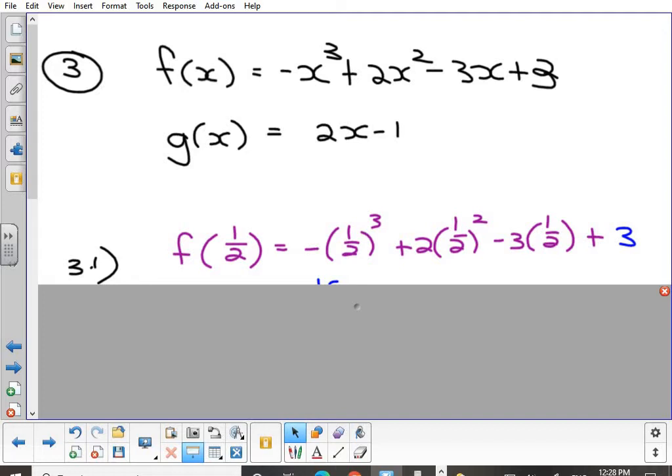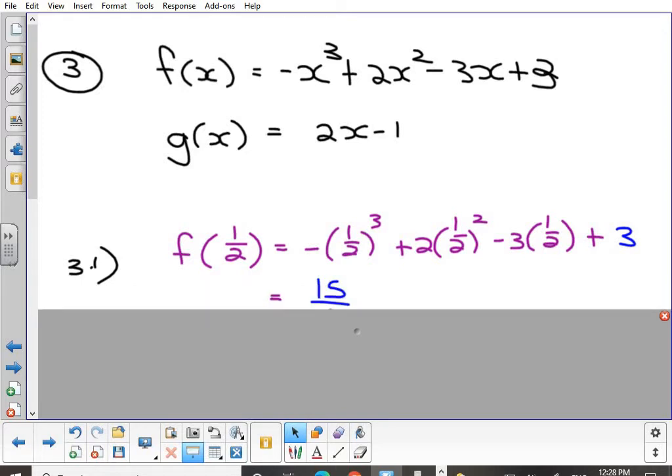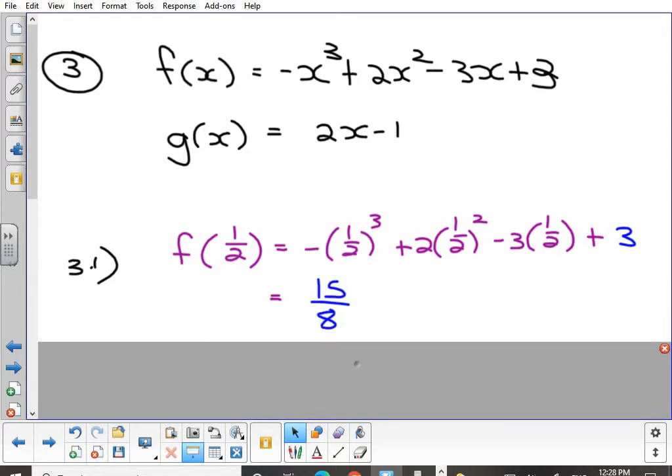Have a look at how I write it. I say f of a half. Where do I get the half from again? 1 over 2, opposite sign. Always like that: back over front, opposite sign. I substitute it in, I take my calculator, and I get 15 over 8.